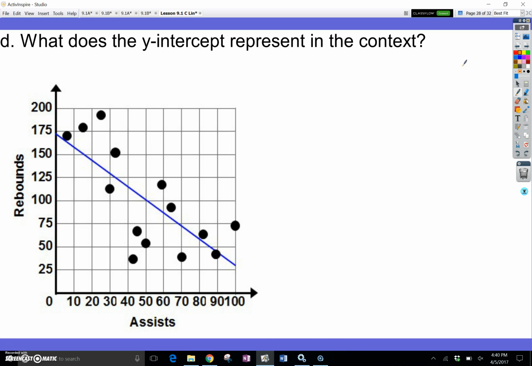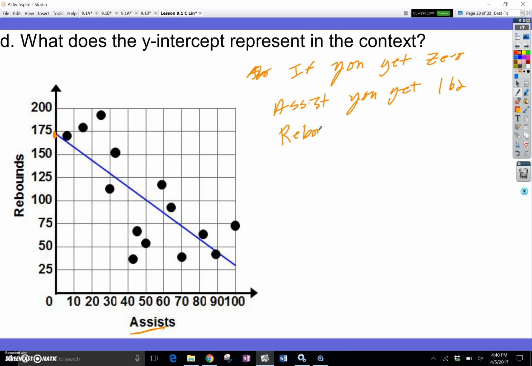What does the y-intercept represent in this context? It's basically saying if you get 0 assists, you're going to get 162.5 rebounds. So let's write that down. If you get 0 assists, you get 162 rebounds.